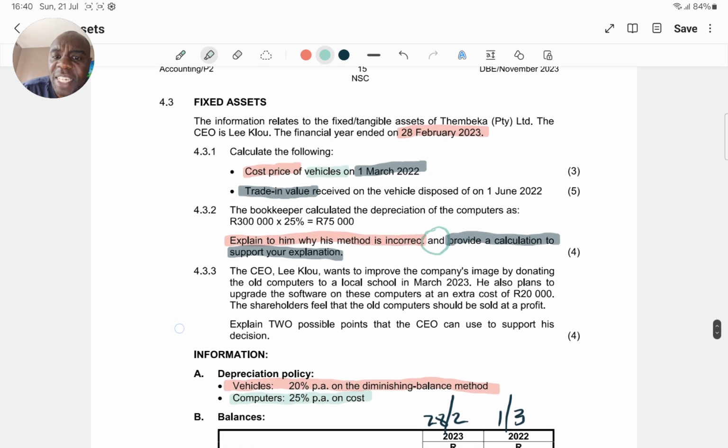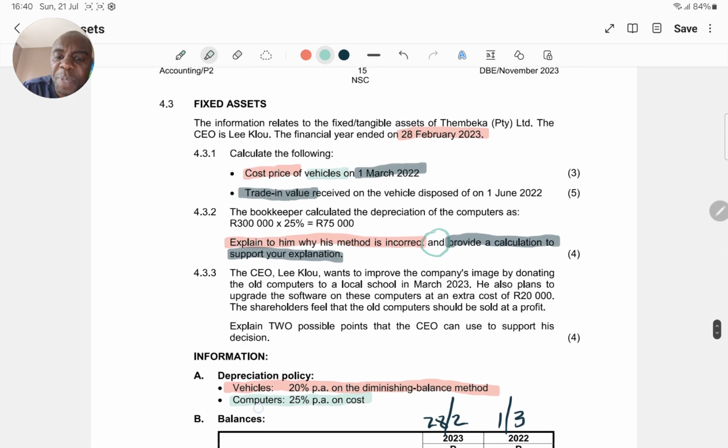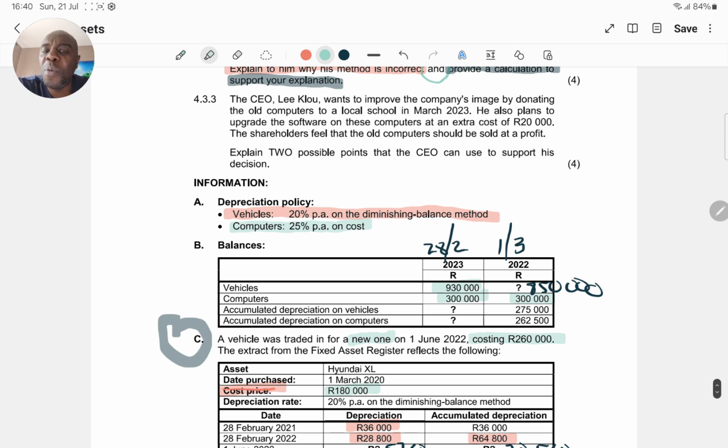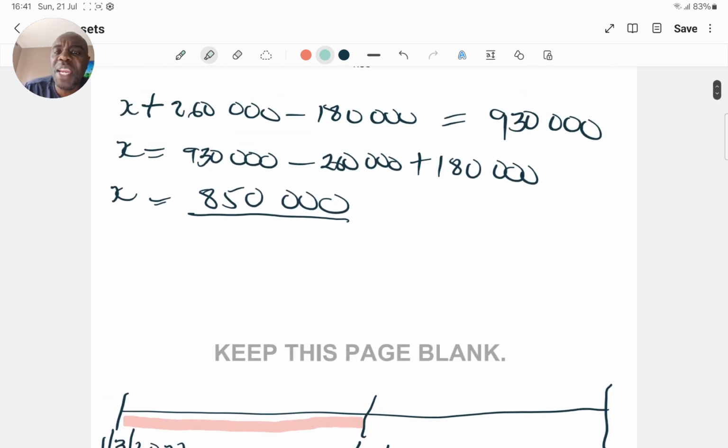Is it probably the rate? Maybe 25%. So it seems from a layman's point of view that everything is accurate, but the examiner is bringing it to attention that something is not right. What could be wrong?